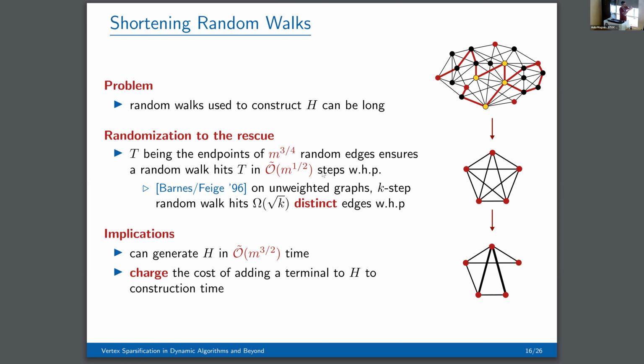So we maintain some data structures to maintain these walks proportional to the time it took to generate them in the first place. And we heavily use amortization. In this case, adding a terminal will essentially be for free, up to polylog factors.